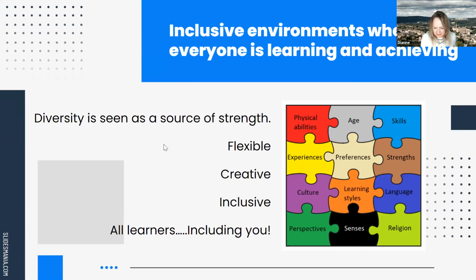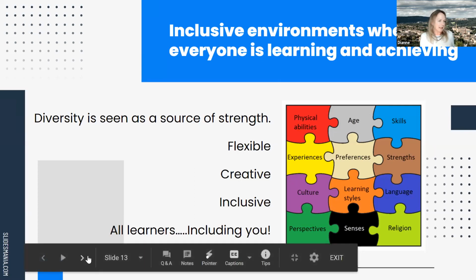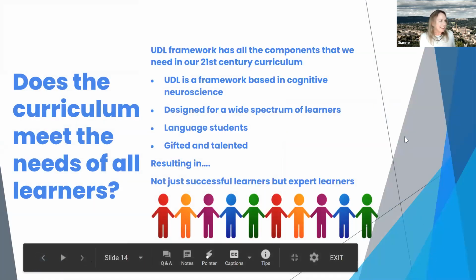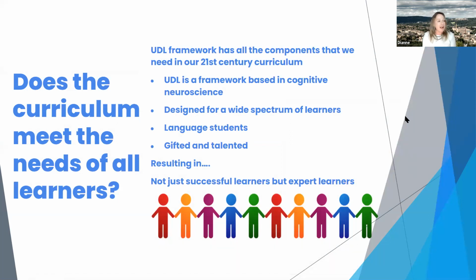When we think about the variability of our learners, it's really quite immense. So does the curriculum meet the needs of all of our learners? The UDL framework has all of the components that we need. We're into the 21st century so far now, it is where we are, it's our current learning. But it's a framework that's based on cognitive neuroscience. It's designed for a wide spectrum of learners. It's our language students. Think about all of those language students who, if they could choose the way that they meet the learning and have a variety of ways of doing that, that would enable them to reach further, perhaps.